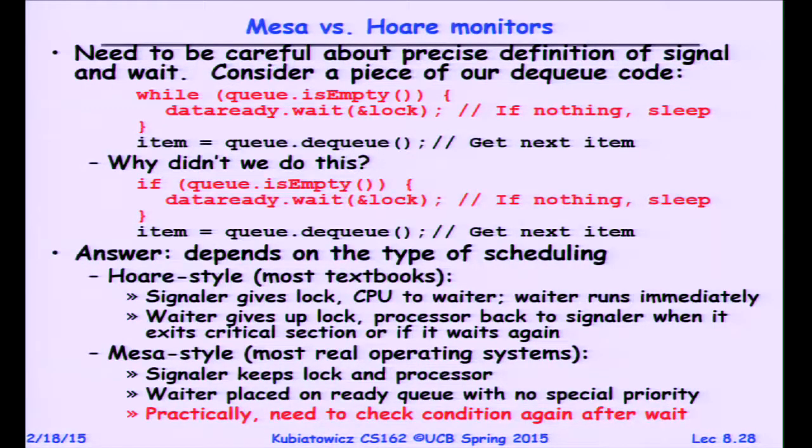Mesa style, which is pretty much what all operating systems actually use, is a little different. The signaler just keeps going with the lock, and they take the guy they signaled and put him on the ready queue. Does that sound familiar, by the way, for what you're supposed to be doing? And you're doing it with semaphores. So the signaler keeps the lock, puts the guy on the ready queue, and keeps running. And the downside of that style is that when the guy who got woken up finally gets to run, it may be that somebody else has grabbed the item out from under them. And therefore, we have to keep checking and going to sleep and waking up.